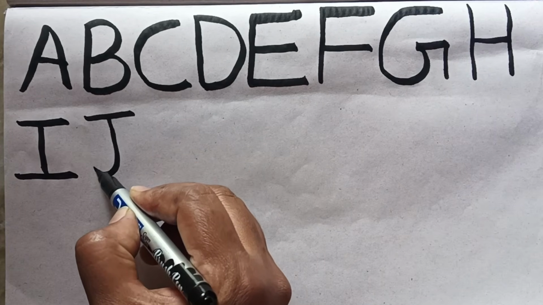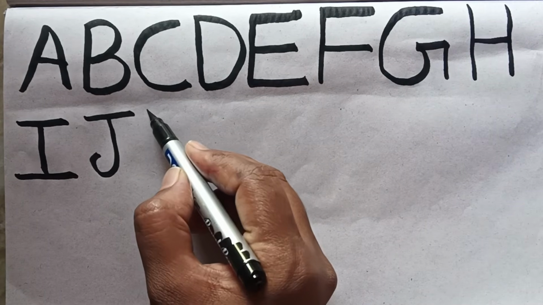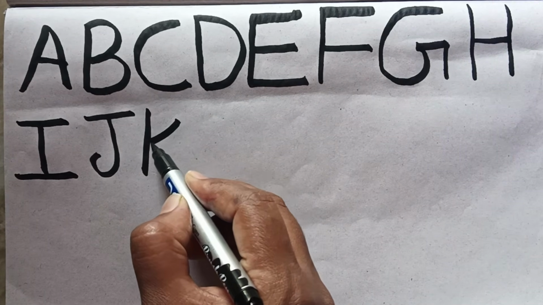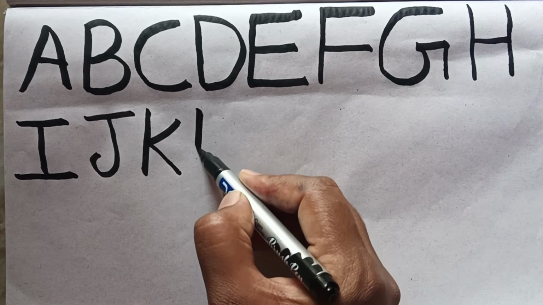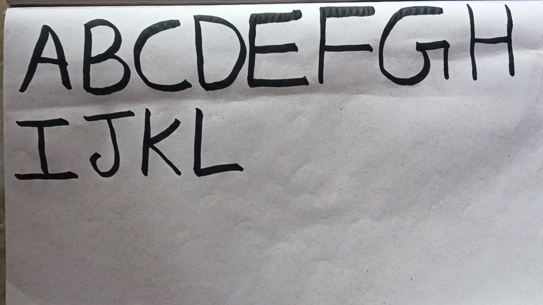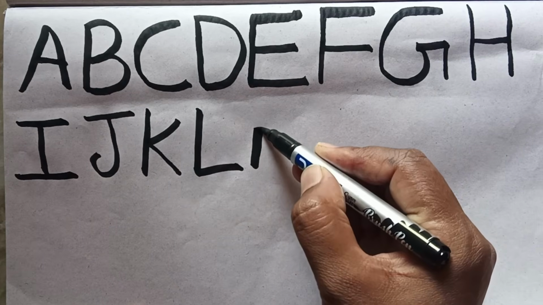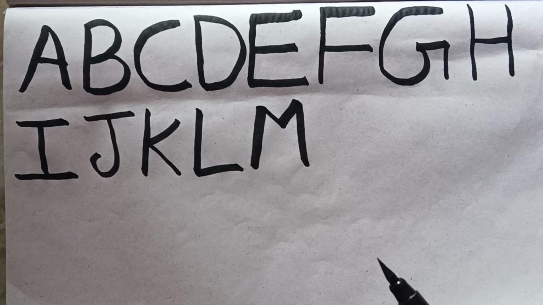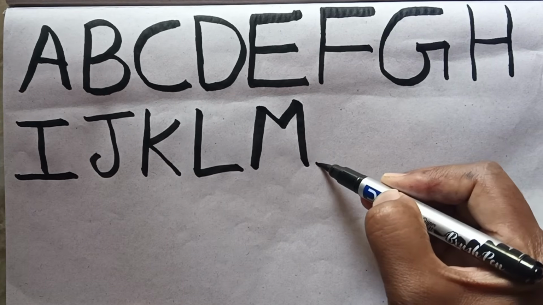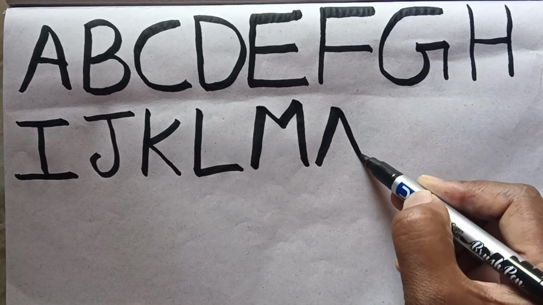J. J for joker. K. K for kite. L. L for lion. L for lamp. M. M for monkey. N. N for nest.